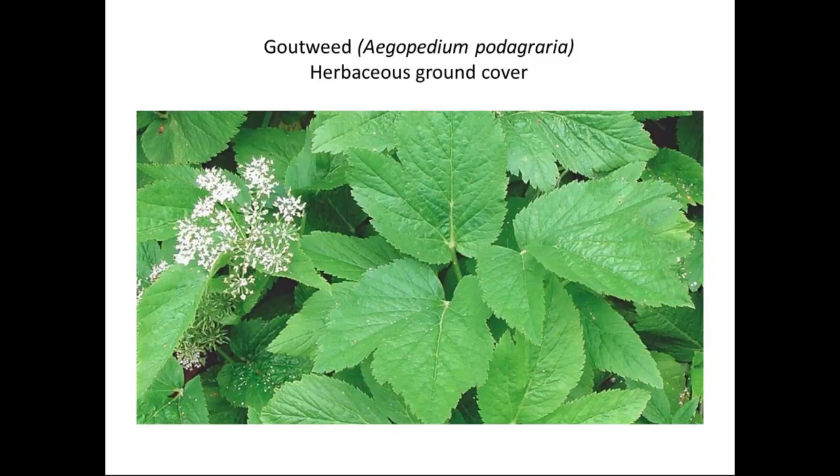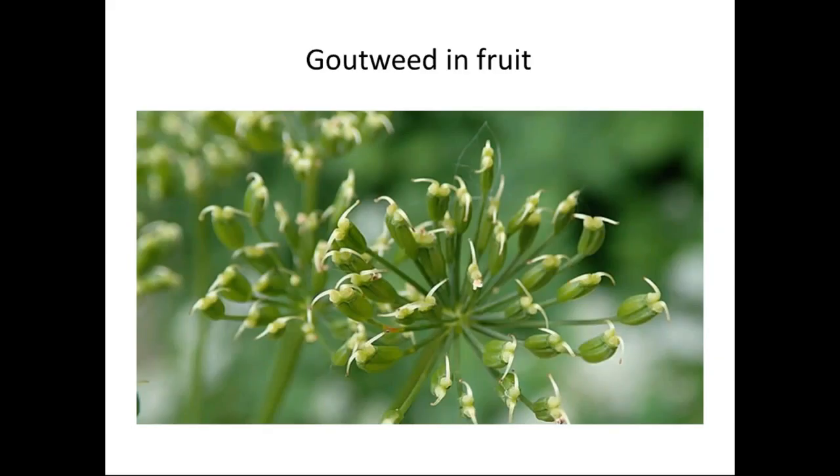So if you find goutweed growing in the woods, it could have been deposited there by some old garden workers of yesteryear or current landscapers of today. When it does grow in the woods, it is shade tolerant, and it seems to grow in radiating patches. It will produce these white flowers, and then they'll produce seed like the goutweed here in fruit and seed.